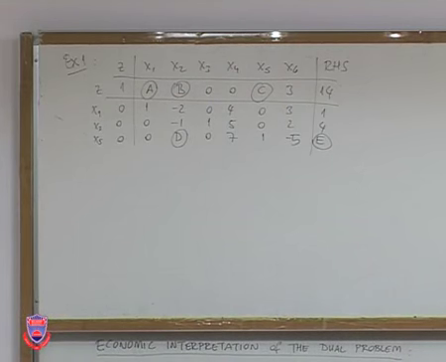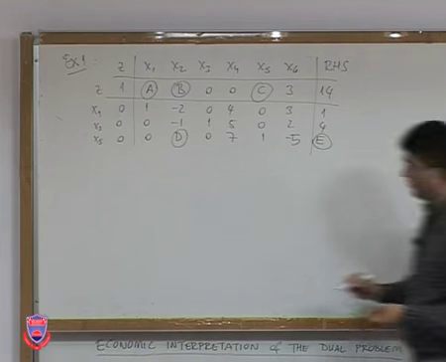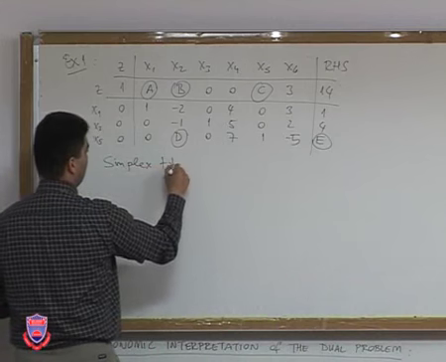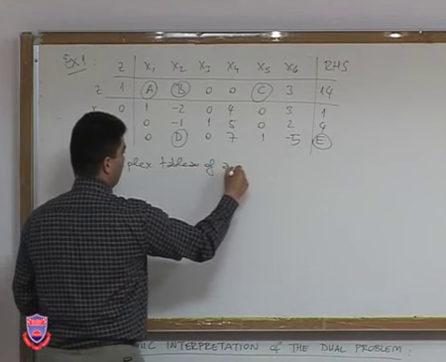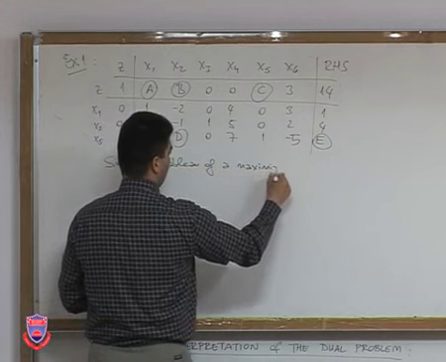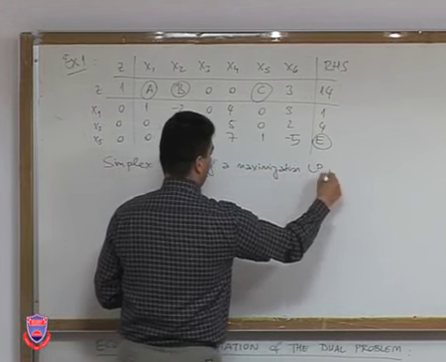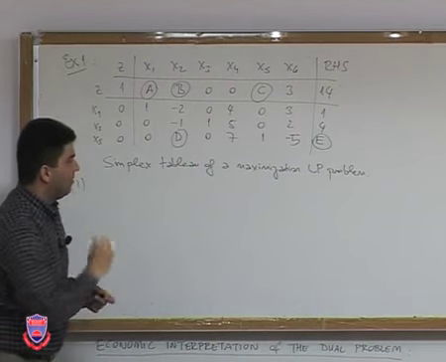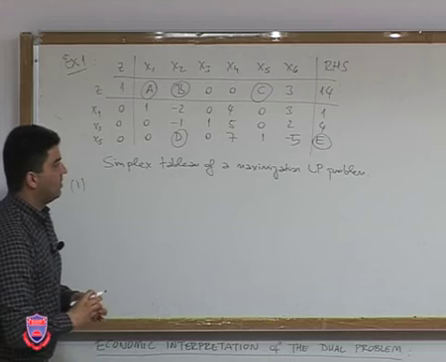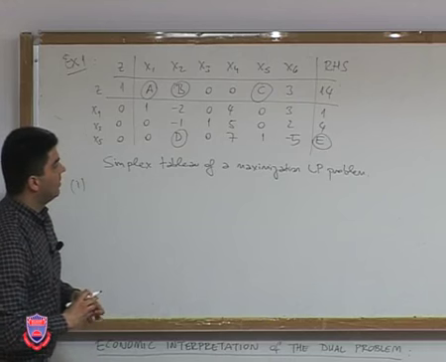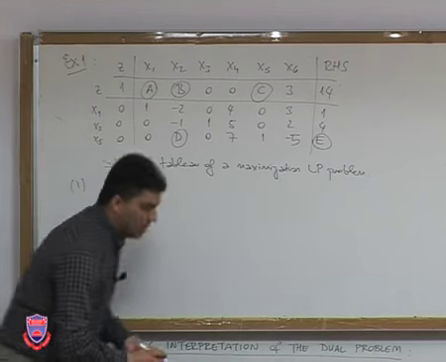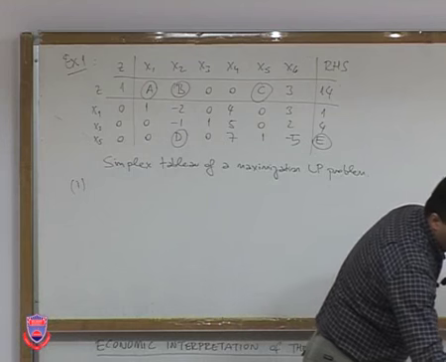So suppose that this is a simplex tableau of a maximization LP problem, okay? Now I'm going to ask some questions related to this simplex tableau. Obviously, there are some letters here instead of numbers. The first question is the following.